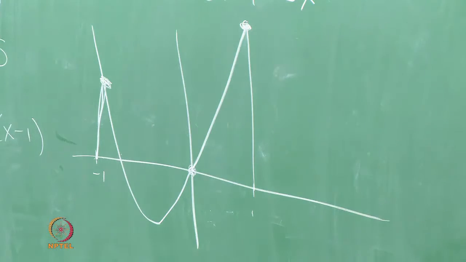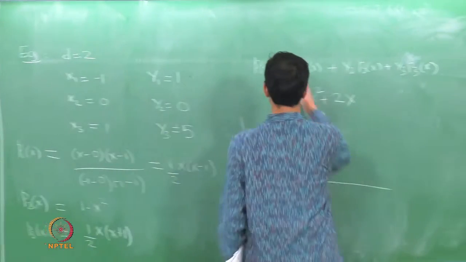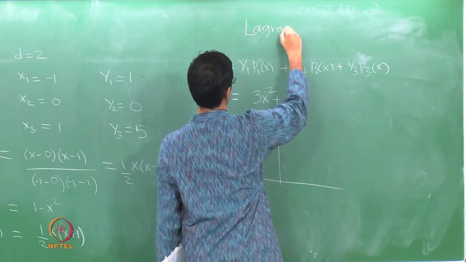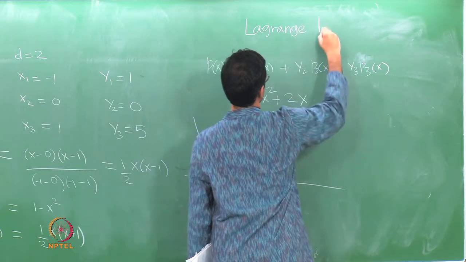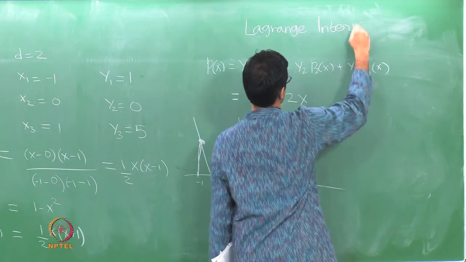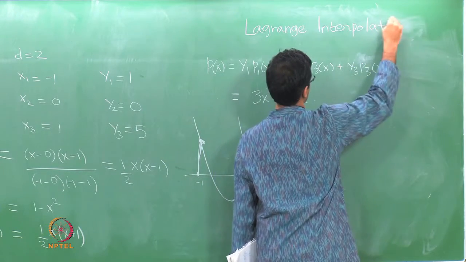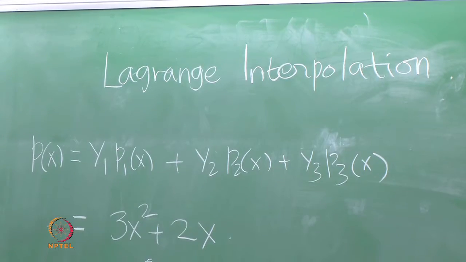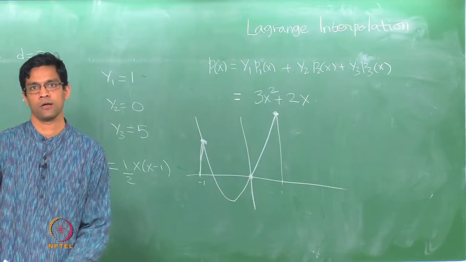Okay, but here's the general principle, and this procedure that we talked about goes by a name. It's called Lagrange interpolation. Something that will work in complete generality no matter what your value of d is.